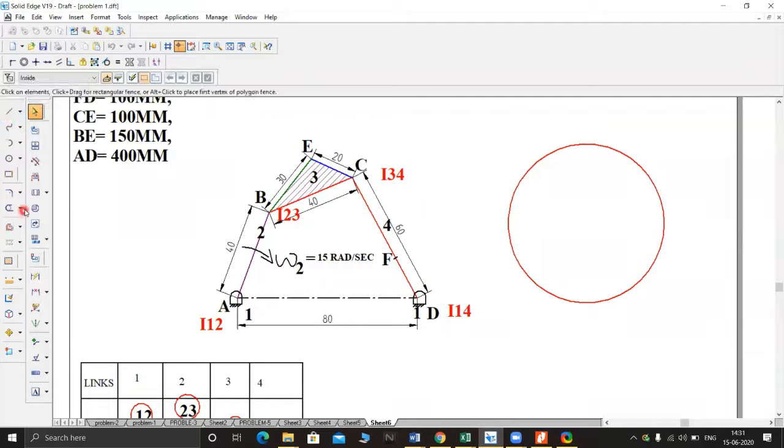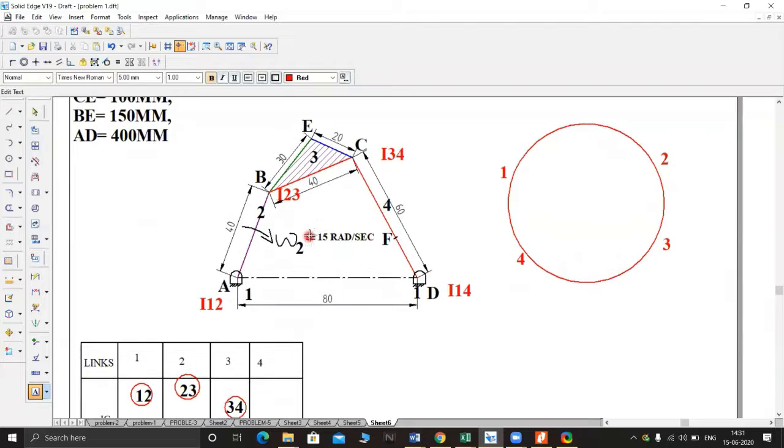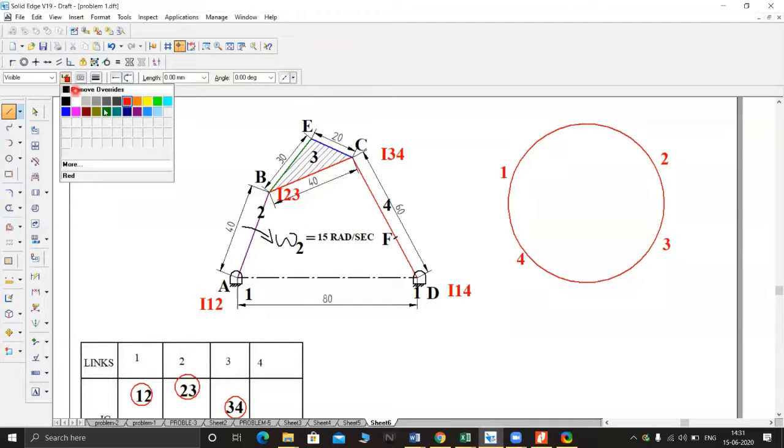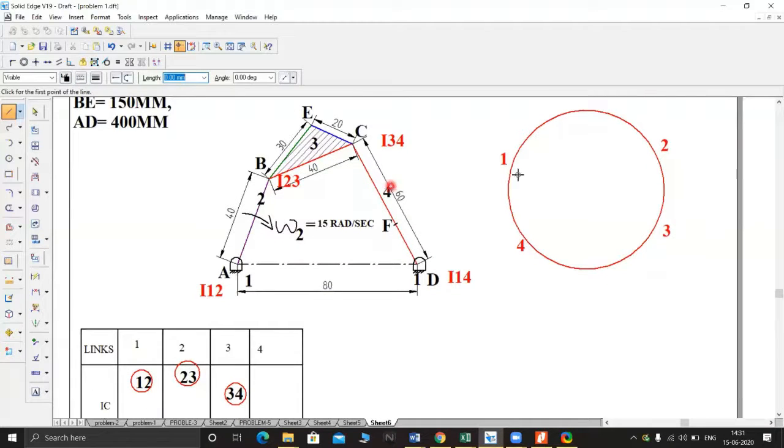So I am going to mark it now. Link number 1, link number 2, link number 3, link number 4, I will mark. 1, 2, 3, and 4. Now I will join with a line, which is known. I will draw it in a thick line. So I12 I know already located. Therefore I'm going to join with a thick line.